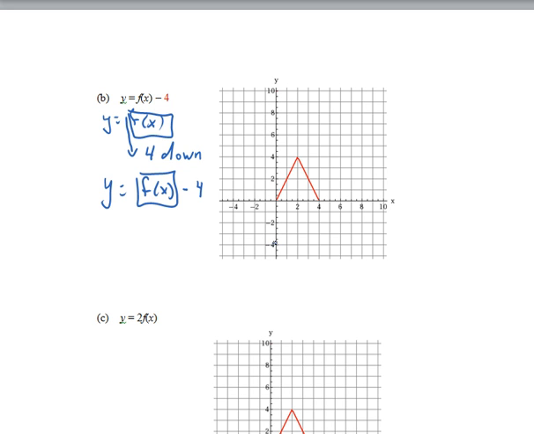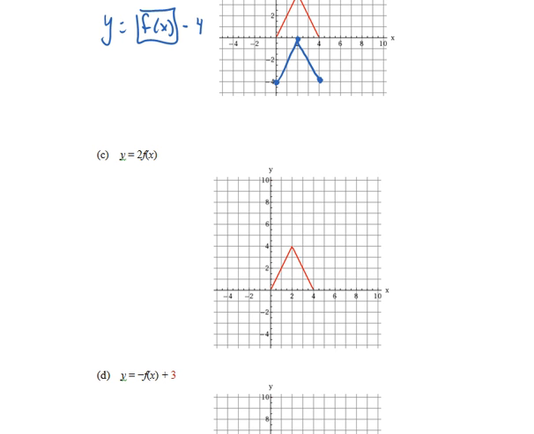So (0, 0) will go to (0, -4). (2, 4) will go to (2, 0). (4, 0) will go to (4, -4). The blue graph shows y equals 4 less than f of x.